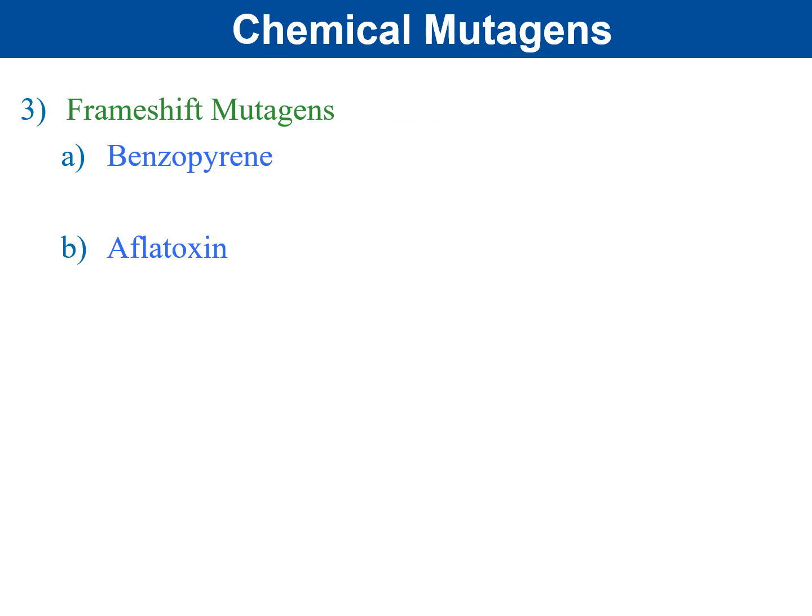A third type of chemical mutagen are what are referred to as frameshift mutagens. And if you remember, that was the insertion or deletion of one or more base pairs. And some chemicals can cause this to happen. Benzopyrene is an interesting example. This is a chemical that's found in smoke and soot.